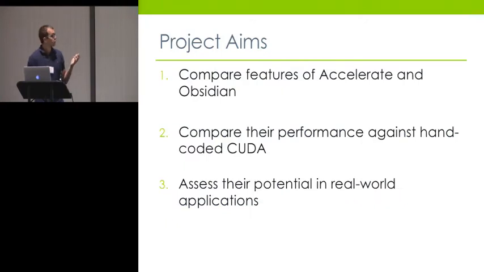The aims of my project were three. First, I wanted to compare these two languages, see what features they offer, and come up with a nice summary, which I'll show you in a bit, to help developers get more information about which language to use. Second, I wanted to compare the performance of Obsidian and Accelerate against hand-coded CUDA. And finally, try to see if these languages are ready to be used as normal GPU languages.